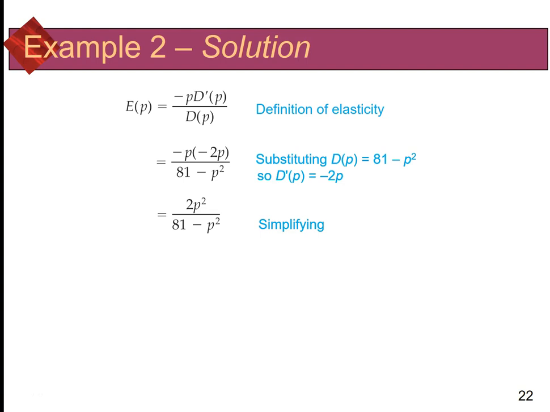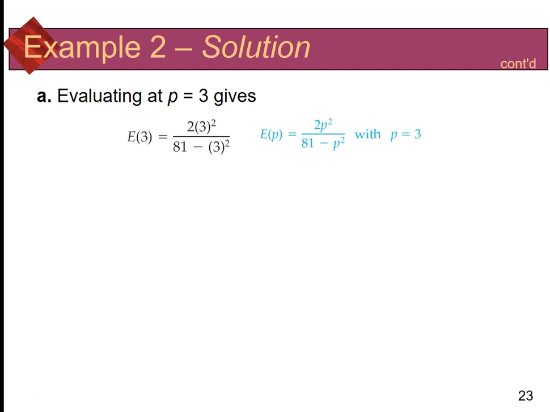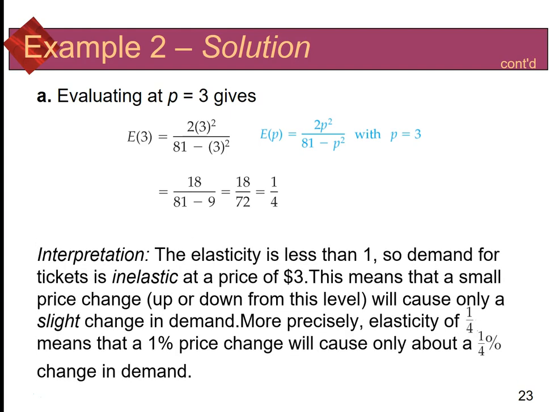So now I have to put the actual price points in. For $3, I plug that in and I get 1/4. That means at this price point, the demand is inelastic, which means that a small price change up or down from this level will cause only a slight change in demand. More precisely, elasticity of 1/4 means that a 1% price change will cause only about a 1/4% change in demand.